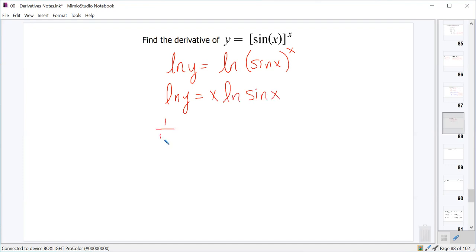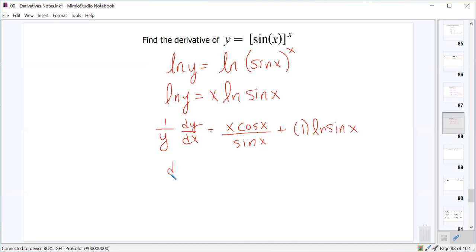And again, when we take our derivative, we'll get 1 over y dy/dx. And on the right-hand side, we get our first function, x, times the derivative of the natural log of sine x, which is a chain rule problem, natural log of u, so 1 over u times the derivative of u. That's the first half of our product rule for x ln sine x. So that's x times the derivative of natural log of sine x. And then we'll add to that the derivative of x times natural log sine x.